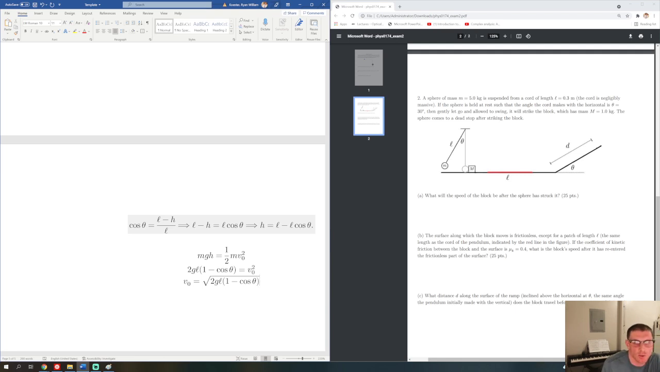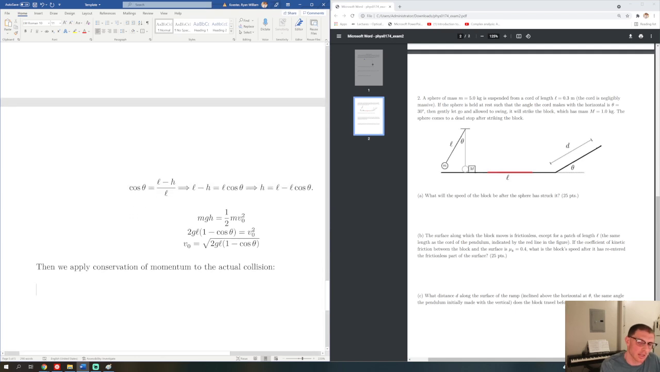If you think about how this is set up, this is actually its x velocity, right? Because the string that it's attached to is perfectly vertical when they collide, okay? So we have this now. Then we apply conservation of momentum to the actual collision, right? So conservation of energy was just something we needed to be able to do conservation of momentum for the collision.